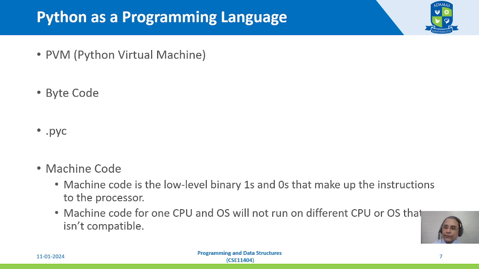Now you can see, we have already discussed PVM, the Python virtual machine, and the bytecode, and the .pyc compiled file. I have also given the information about the machine code, which is the low level binary ones and zeros, which is only understandable by the computer, and without the machine code the program cannot be executed.